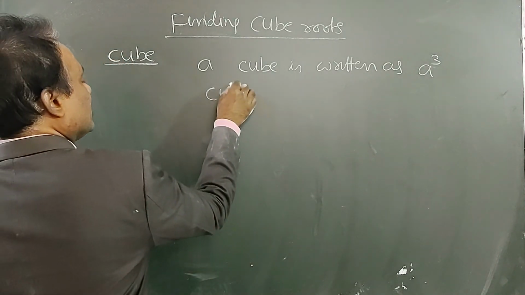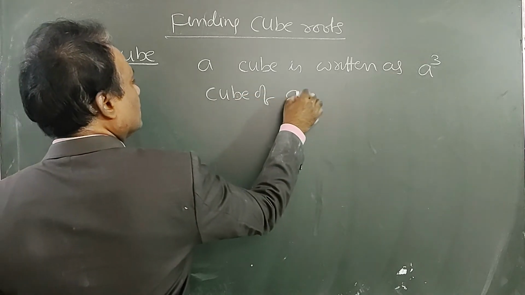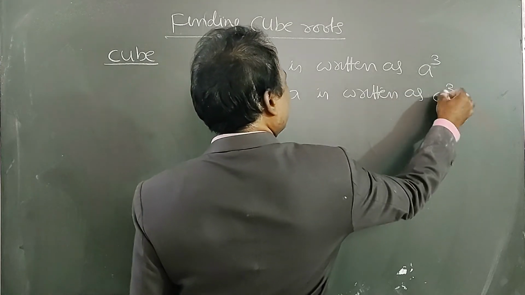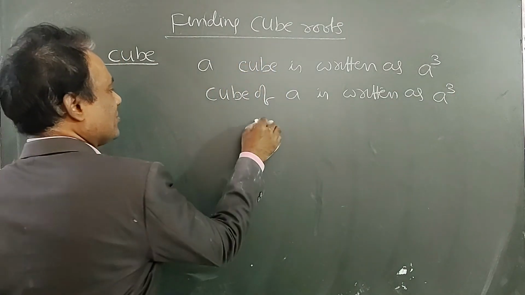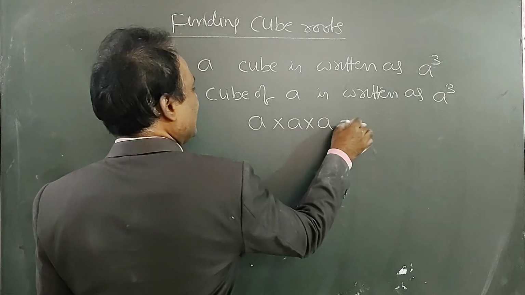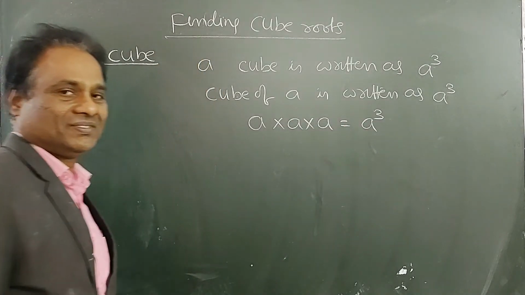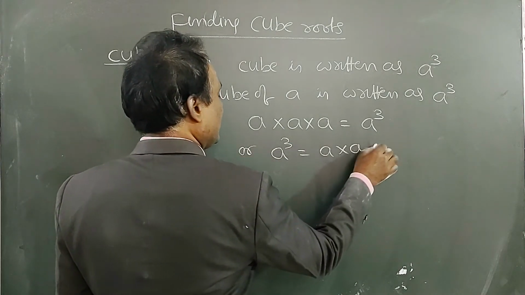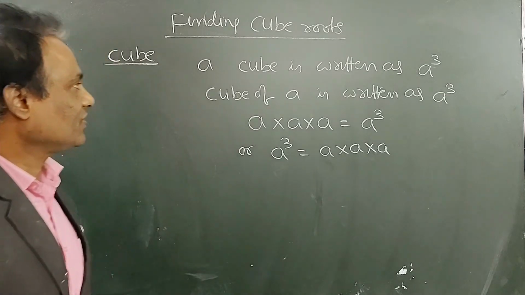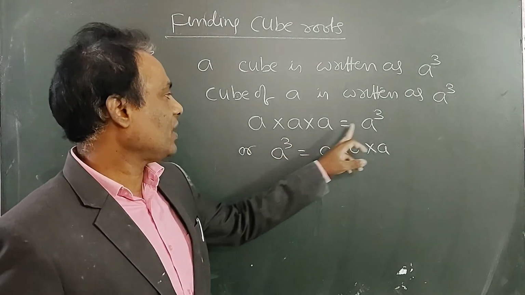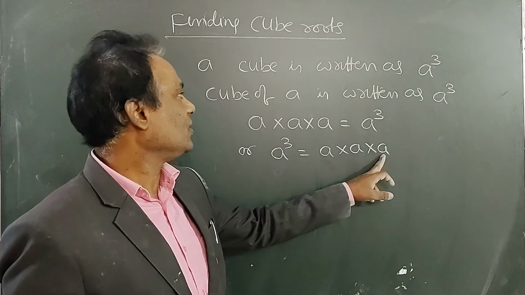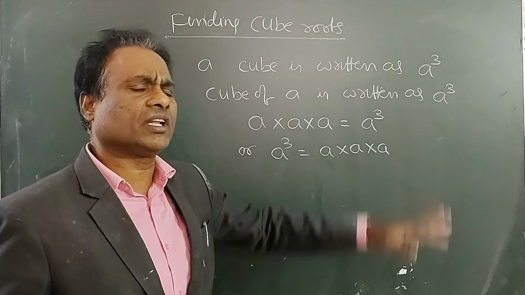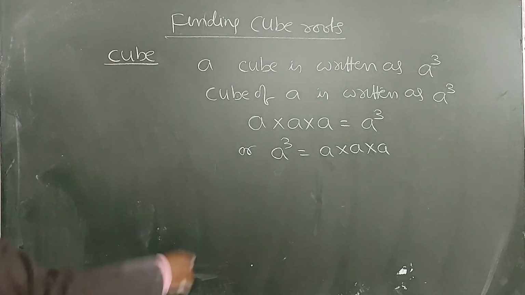A cube of A is nothing but A into A into A. Or A cube is equal to A into A into A, 3 times. Write down this: A into A into A is A cube, or A cube means A into A into A. So A cube is written as A to the power of 3. Cube of A or A cube, both are the same.